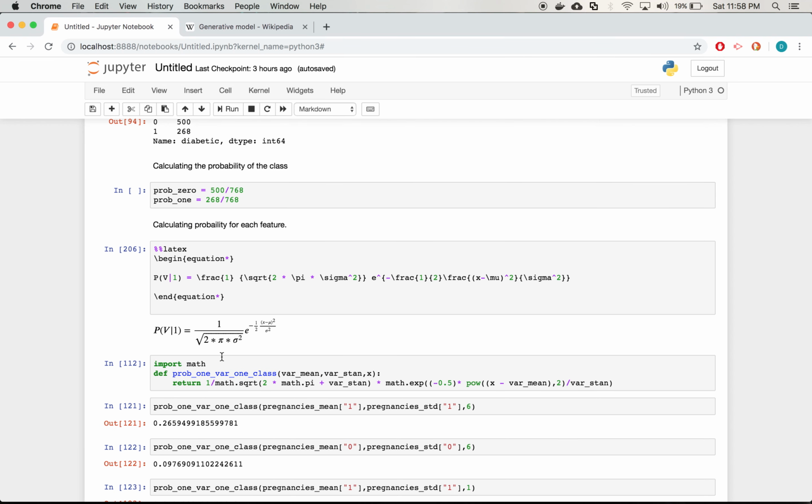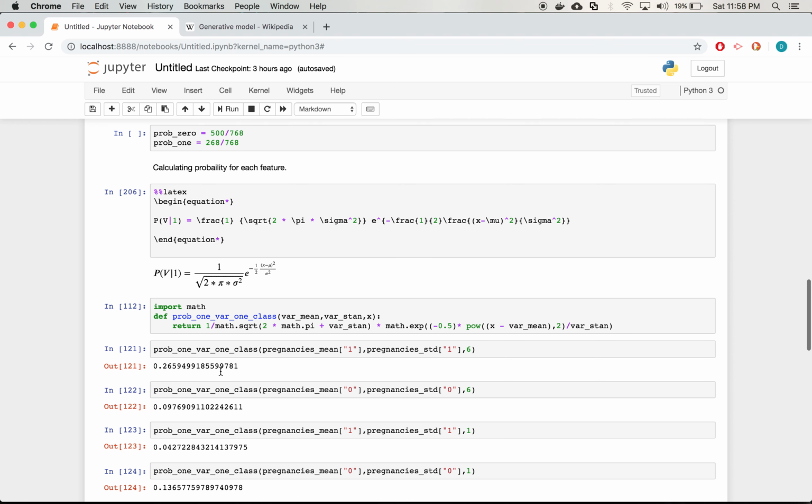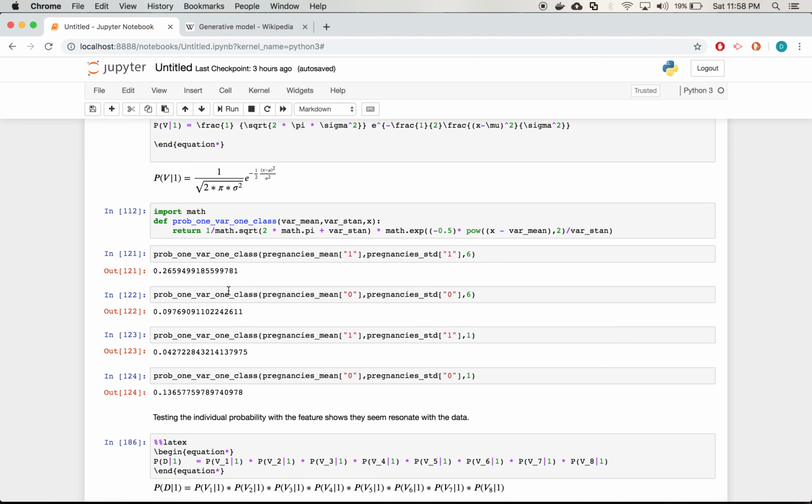We also calculate the probability of each feature given the class, and this is the formula for that. This is actually the Gaussian, or normal distribution, formula. We apply that to every feature here, and I have also added some tests to understand if this formula is actually giving us the probability of a given value and its label.